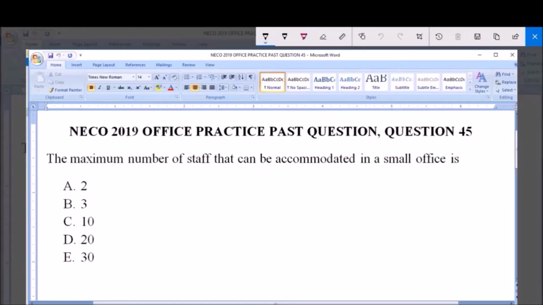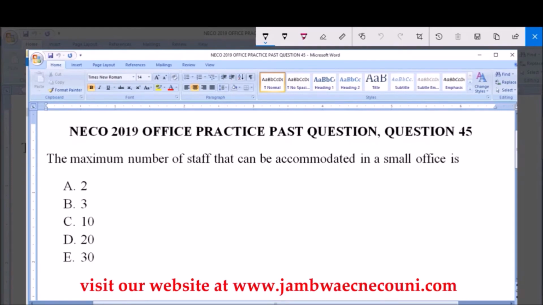I will be answering NECO 2019 Office Practice past question, question 45. The maximum number of staff that can be accommodated in a small office is A, 2; B, 3; C, 10; D, 20; and E, 30.